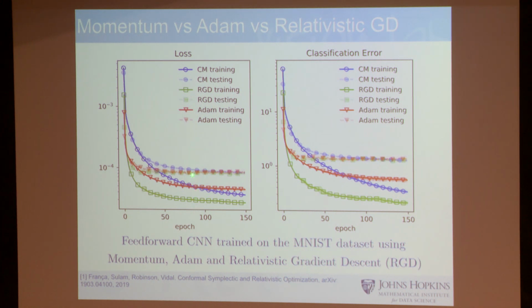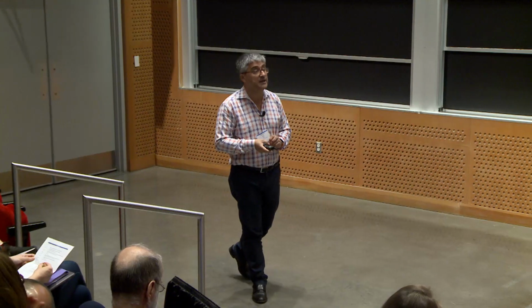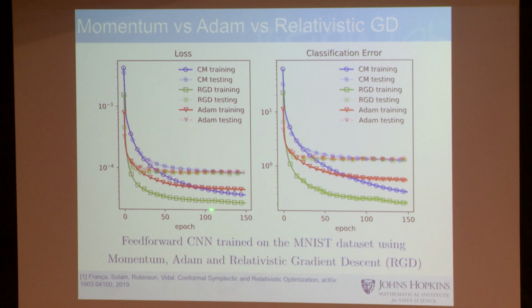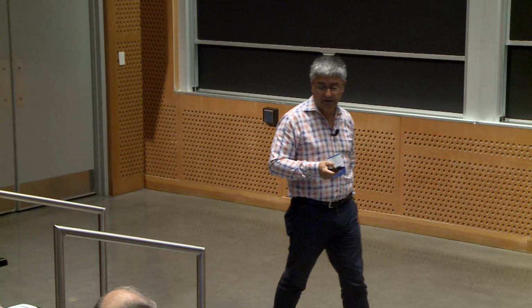So again, when you look at this, the blue curve corresponds to classical momentum. The red curve corresponds to ADAM. ADAM is another very used technique in deep learning. And again, this relativistic gradient descent comes at the bottom, showing that it converges faster. This is now the classification error, which is not always related one-to-one to the optimization error. And you can see that the classification error also goes down much faster using the relativistic method relative to the state-of-the-art methods used in deep learning.